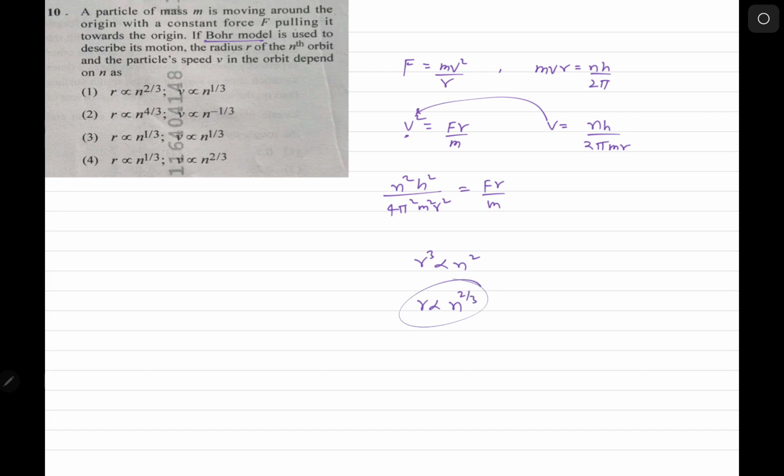And from here we can say that v is directly proportional to n by r, so directly proportional to n by n to the power 2 by 3, which means v is directly proportional to n to the power 1 by 3. Okay, so that is the relation of r versus n and v versus n, and option 1 is the correct one. Let's move to the next question.